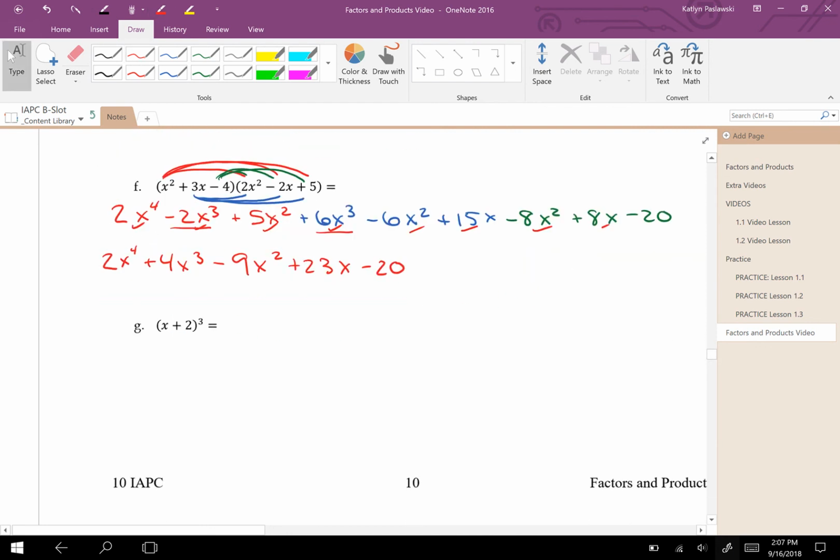G, x plus 2 to the power of 3. So we're going to write this in expanded form first. So it's like doing x plus 2 multiplied by x plus 2 multiplied by x plus 2. Now we can't multiply 3 separate terms together. So we're first going to start with these two and worry about the third after.